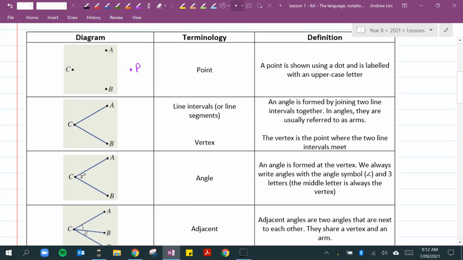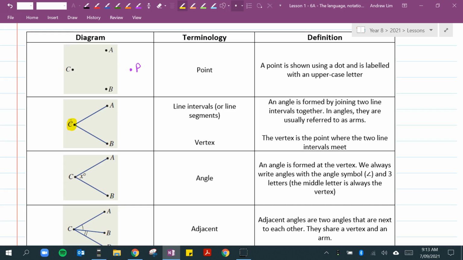The second example, these are called line intervals or line segments. So here we've got a line interval CA and CB, or the other way around, AC and BC, doesn't really matter. And an angle is formed by joining two line intervals together. In angles, they are usually referred to as arms. So we could call this an arm here, and we will call that an arm as well. The vertex is the point where the two line intervals meet. So here, that is the vertex.